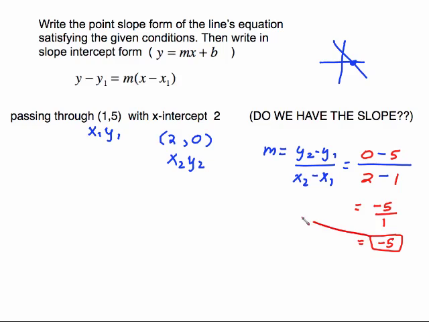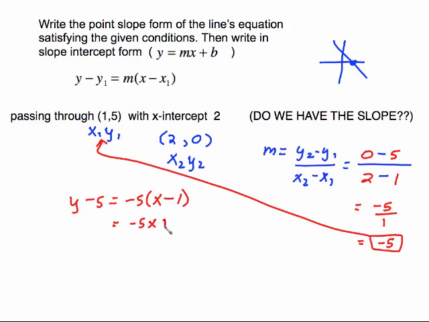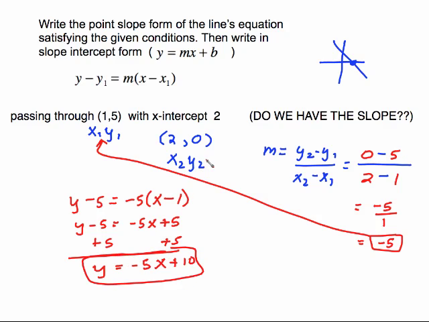So now I'm going to take this m, pairing it together with that, and I'm plugging into my point slope formula. So this is y minus y1, which is 5, equals m, which is negative 5, times x minus x1, which is 1. Distribute, negative 5x plus 5. So I have y minus 5. Undo this minus 5 by adding 5 to both sides, which gives you y equals negative 5x plus 10. This is your slope-intercept form, and this is your point-slope form.